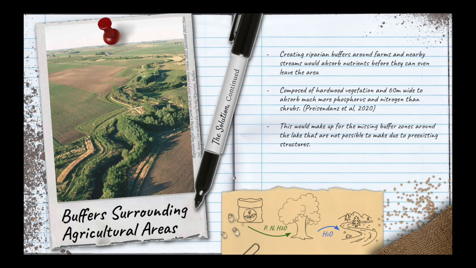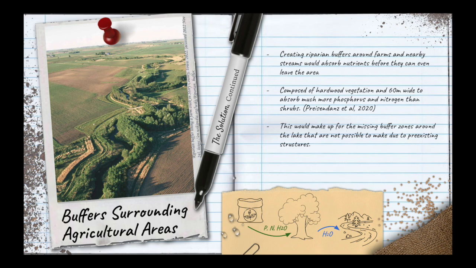Along with buffer zones around the lake, creating additional riparian buffers around farms and nearby streams would act as primary defense systems against runoff accumulating in rivers. These bodies would otherwise become concentrated in nutrients, later polluting the lake.